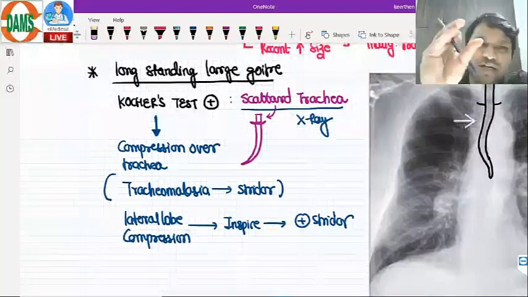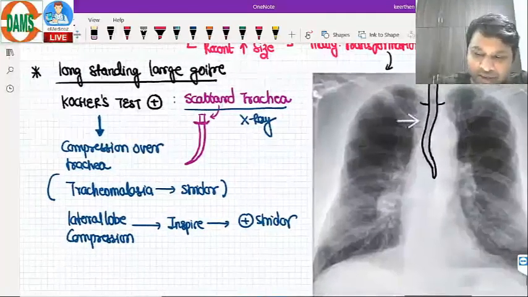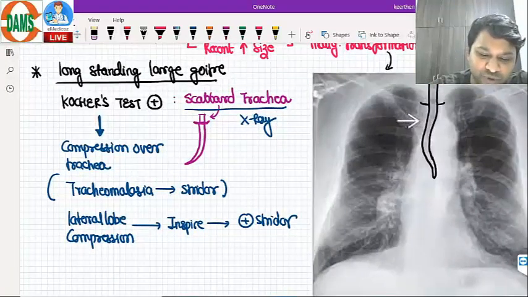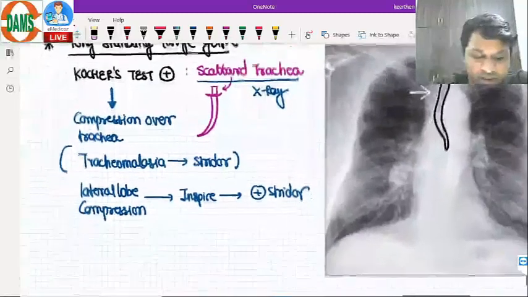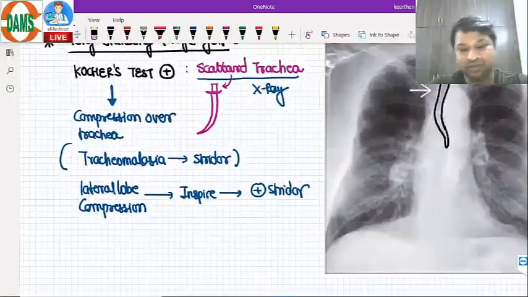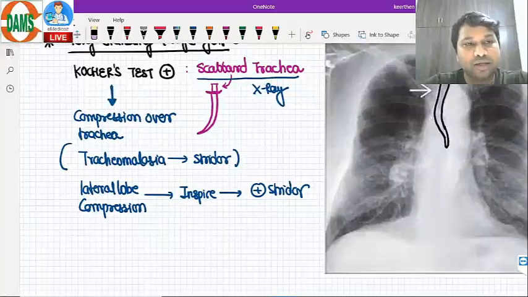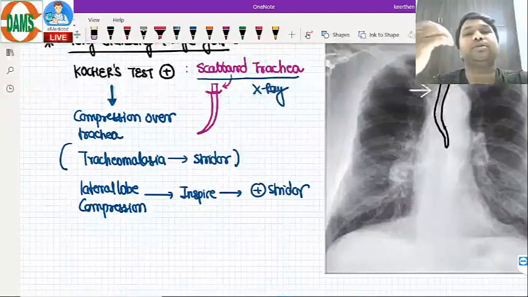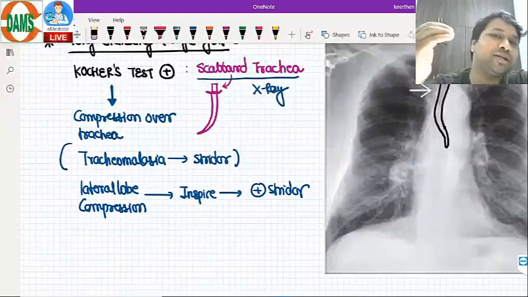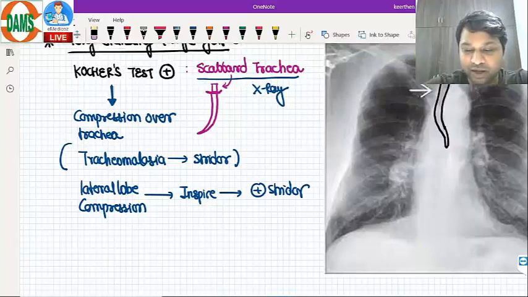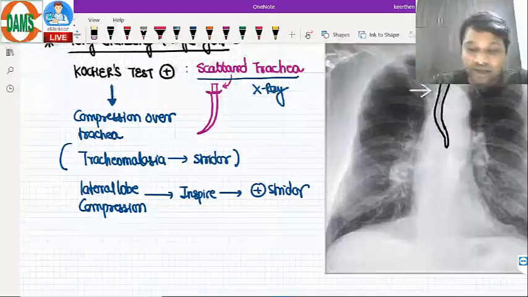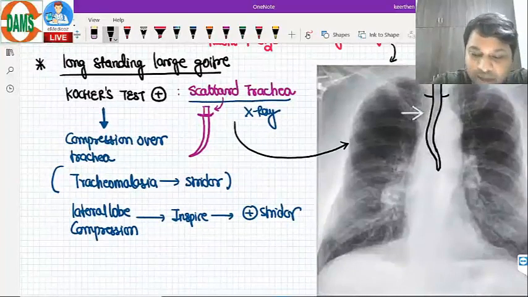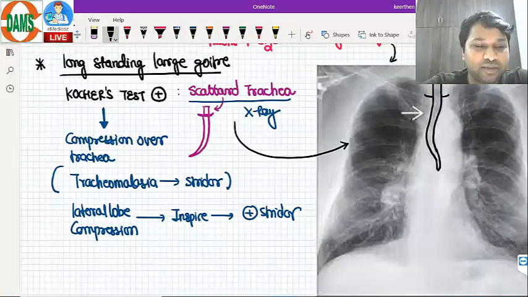So there will be lateral thinning of the trachea, which can be seen on an X-ray, and this is called Scabbard trachea. Scabbard is nothing but that knife sheath that I showed you yesterday, right? So Scabbard trachea is demonstrated. The Kocher test is done when you push the lobe from one end and ask the patient to inspire, and he will produce stridor because the tracheal compression will further aggravate. Now that is called Kocher test positive. Scabbard trachea is an X-ray finding. That is one thing that you need to keep in mind.